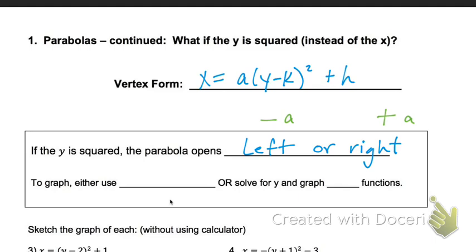To graph, either use transformations, which is what we've been doing, or solve for y and graph both square root functions, which we'll probably never do, because that takes longer. A square root looks like half a parabola. They would technically make a left or right opening parabola if you graphed both of them. But we're not going to do that because it's stupid.